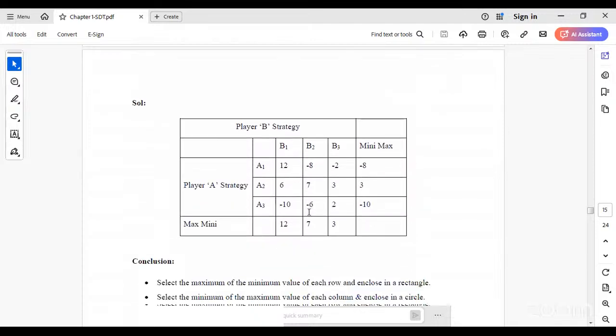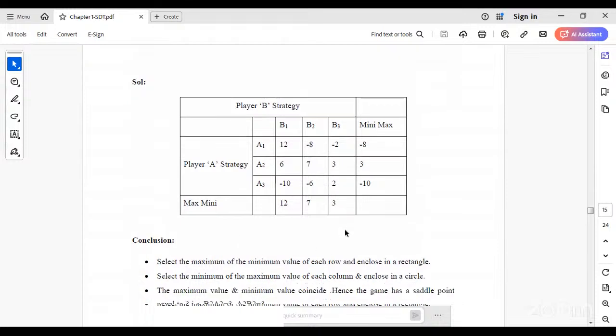Player B strategy and player A strategy: B1, B2, B3, A1, A2, A3. 12, minus 8, minus 2; minus 8, 6, 7, 3, 3; and minus 10, minus 6, 2. Okay. So after observing the question properly, my dear students, observe carefully. As it is, copy the question the same.